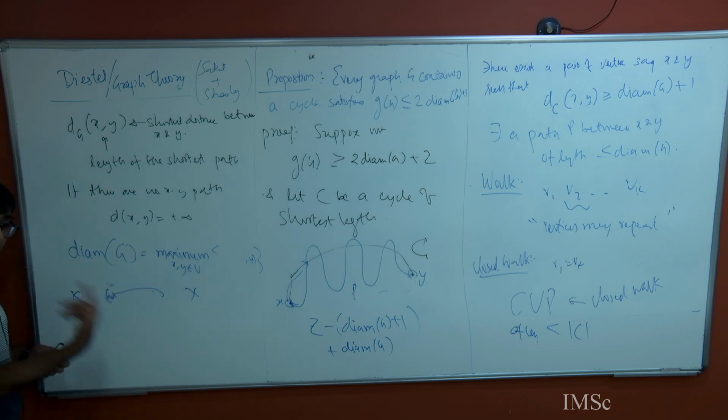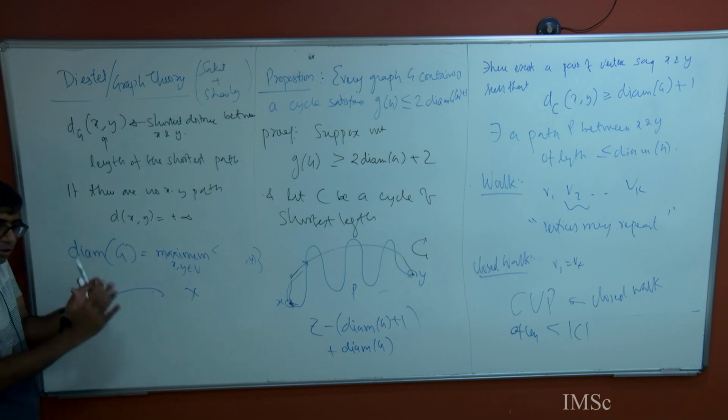Okay, so every closed walk implies a cycle of that length, because what operation? You're only shortening.